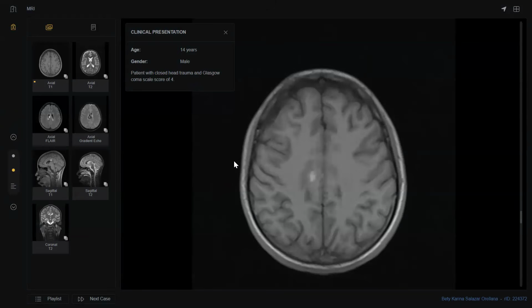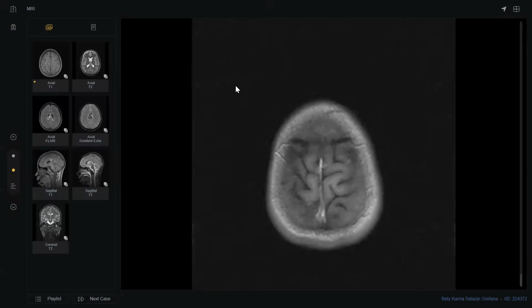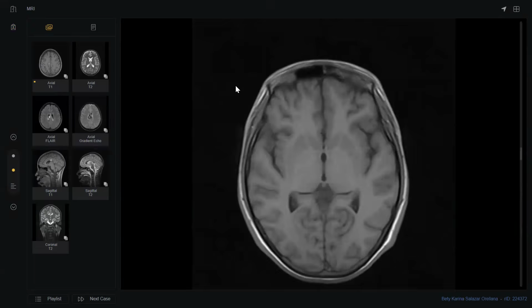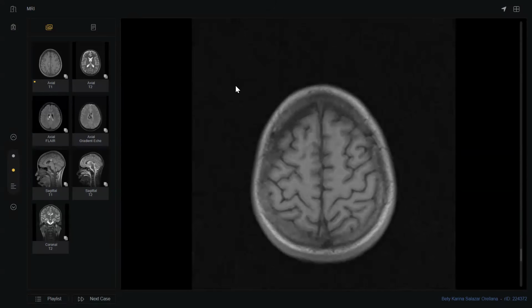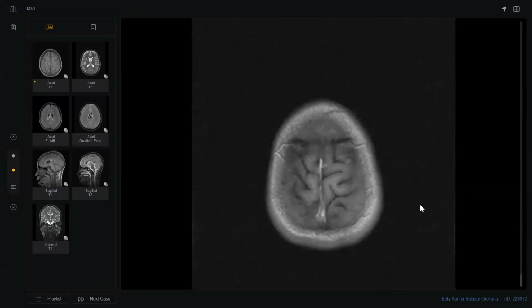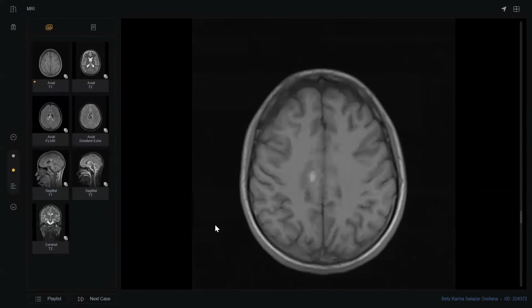Doctor, this is a 14-year-old male patient presented to you. He was brought by the ambulance, fainted in the street. Go on. This is an axial MRI brain T1 weighted image of a 14-year-old. One second, please. Leave the mouse.